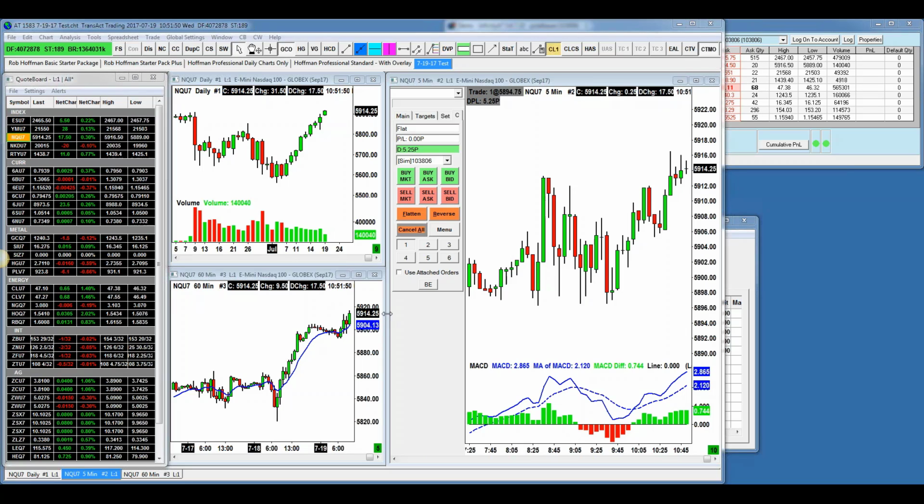Robert, how many ticks per $5 point? Well, it's $5 per tick. So there are 10 ticks to a point, so it's $50 for a full point move. It used to be 100.